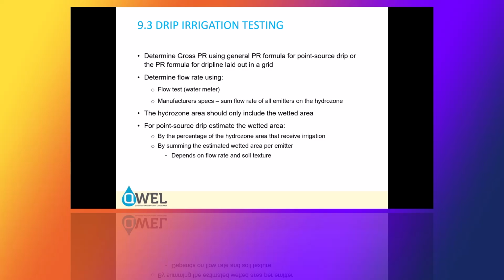Determining the wetted area is relatively simple if the hydrozone is irrigated with a grid of drip line, but more complicated if drip irrigated with point source drip. For point source drip, there are several different approaches. One is to estimate the percentage of the hydrozone area that receives irrigation. Another is to estimate the wetted area per emitter, and then sum them for the hydrozone. The wetted area for each emitter will depend upon the flow rate and the soil texture. So it gets a little bit more complicated. You don't need to perform an audit on drip irrigation to receive your QWEL certification. It's not part of it.